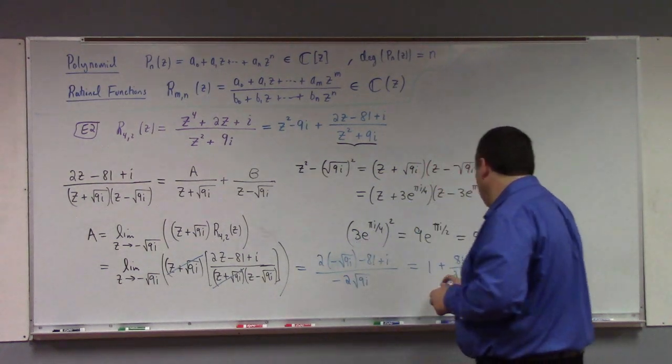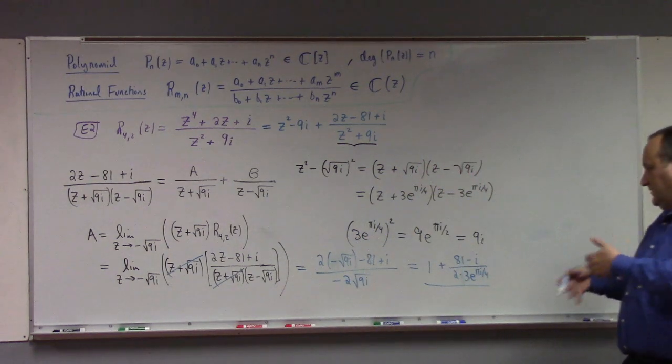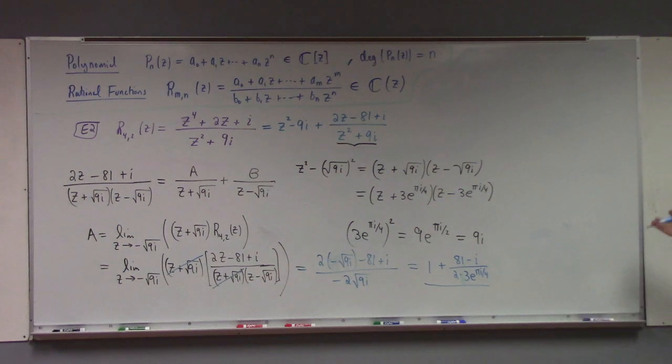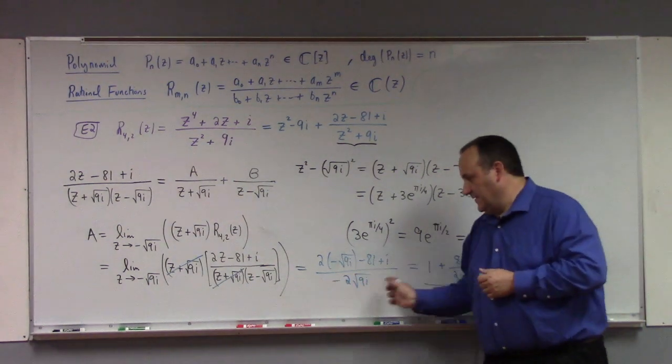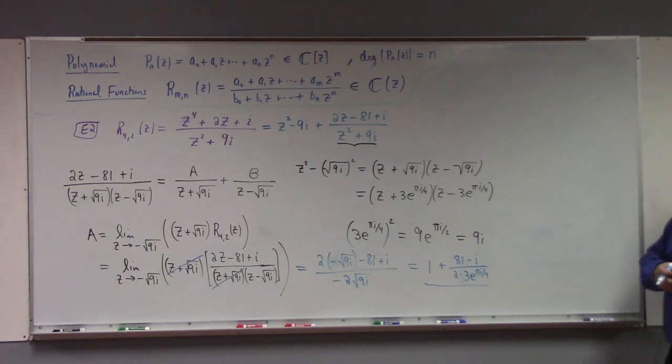I don't want to continue down this path, but it's fairly clear how to put it into Cartesian form at this point, if you wanted to. But I could stop. I could content myself with, okay, there's A. And how do you calculate B?